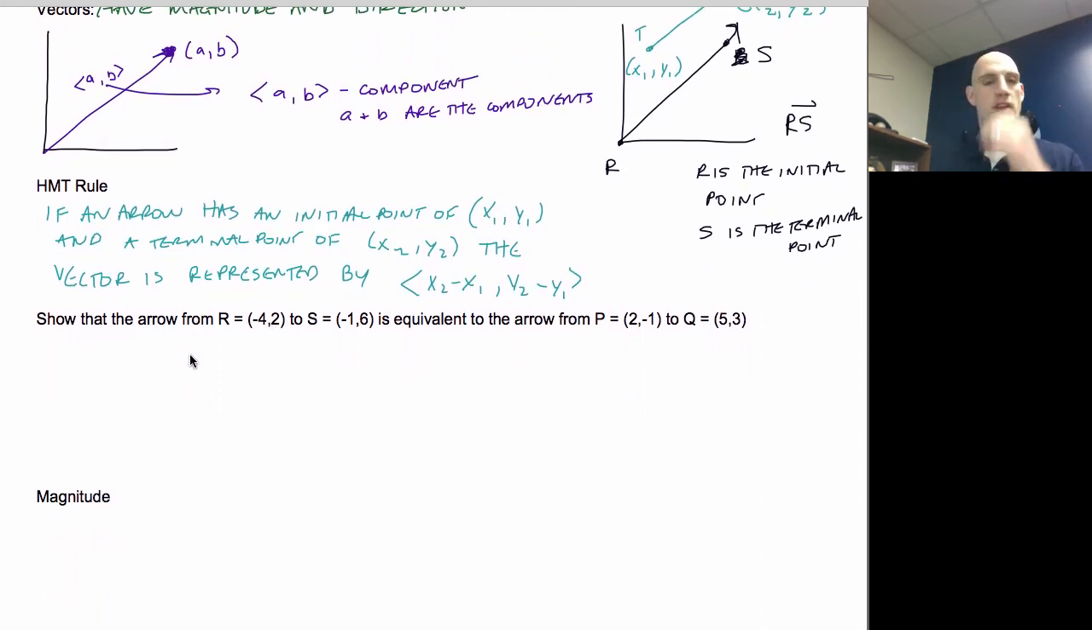And so when we look at this, show that the arrow from R to S is equivalent to this arrow from P to Q. Well, how are we going to do that? Neither one of them, we don't have the component forms. And so what we're going to try to find is, what is RS?